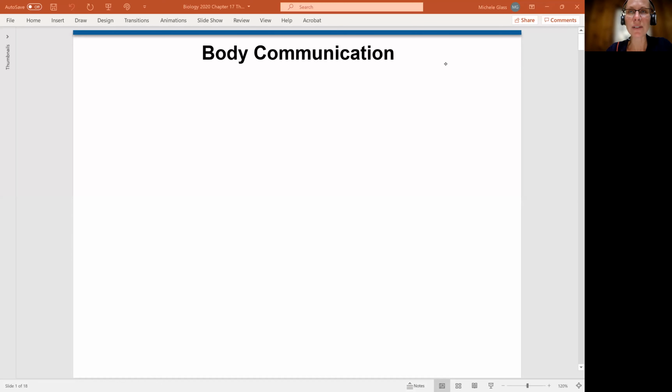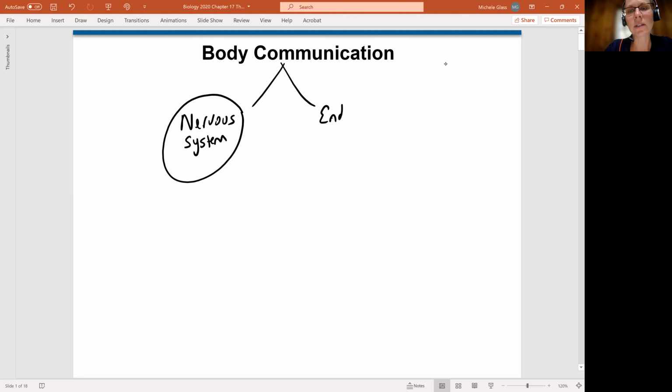When we talk about the endocrine system, we're talking about one of two body systems that is involved in body communication. The two key body systems are the nervous system, which we've already explored in a lot of detail, and the endocrine system, which is, of course, our topic for chapter 17. Let's do a quick comparison of these two systems.